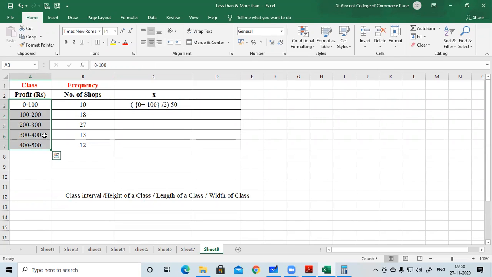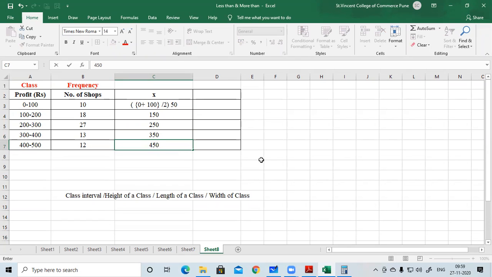What is the difference between any two numbers vertically? Can someone tell me? Is it 100? Yes, sir. So whenever you get your midpoint, only find the first one and just go on adding 100 to it and you will get the other answers.